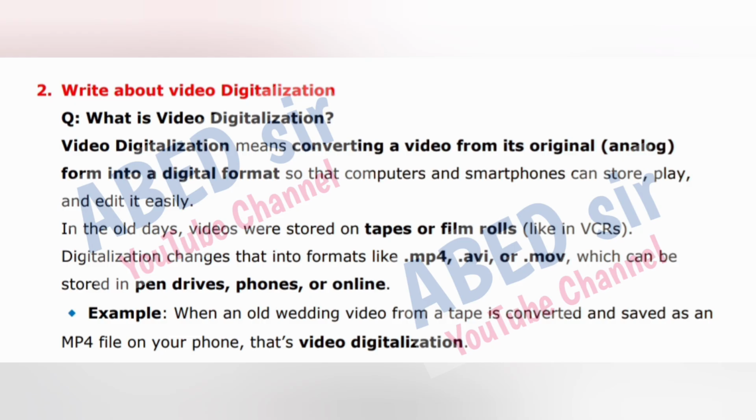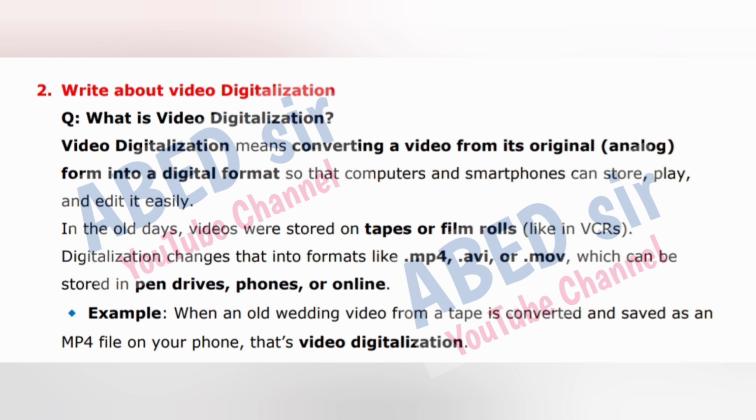What is video digitalization? Video digitalization means converting a video from its original, analog, form into a digital format so that computers and smartphones can store, play, and edit it easily. In the old days, videos were stored on tapes or film rolls, like in VCRs. Digitalization changes that into formats like .mp4, .avi, or .mov, which can be stored in pen drives, phones, or online.